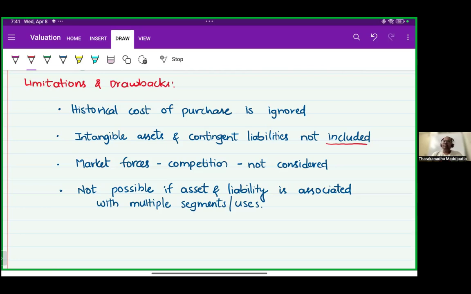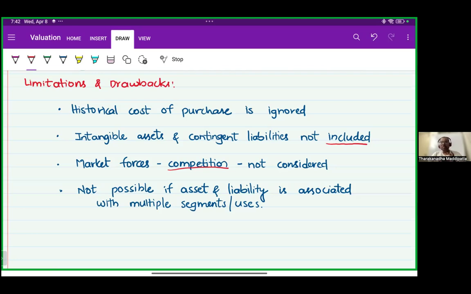And the specific competition in the business is not considered at all. We are just working out the amount of assets that is required, but you are not even giving any hint for the income, not even any hint for the impact of competition or the impact of market forces on the valuation. So this net assets value is not a good scenario. It is not possible to do a net assets value in sole proprietorship concerns, or if the assets and liabilities are associated with multiple usages.